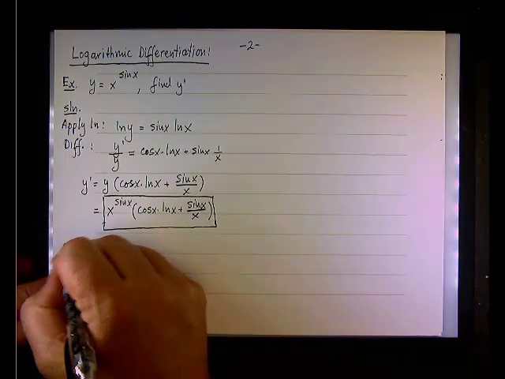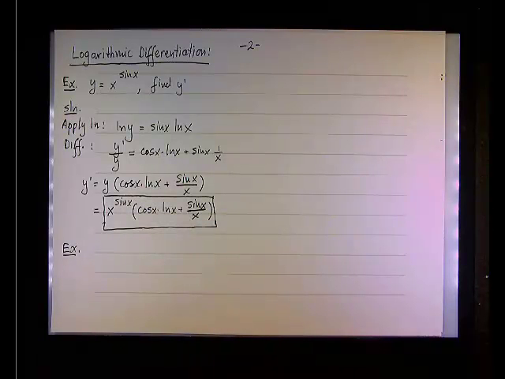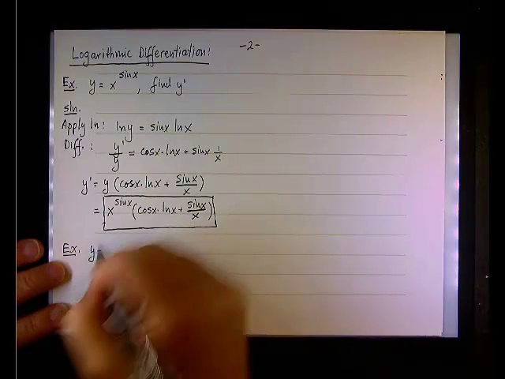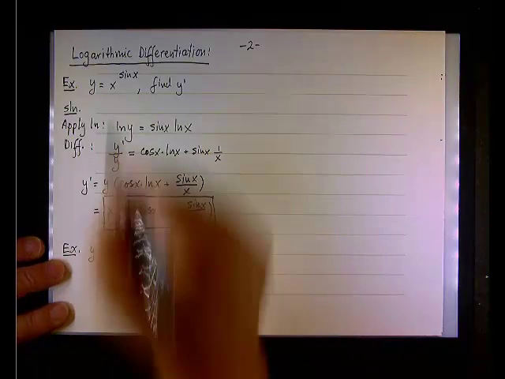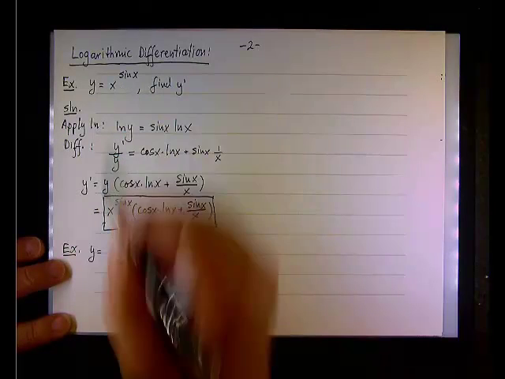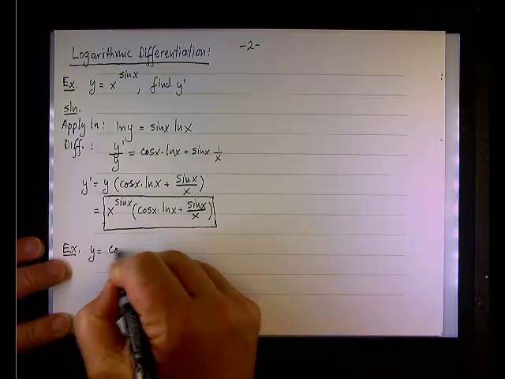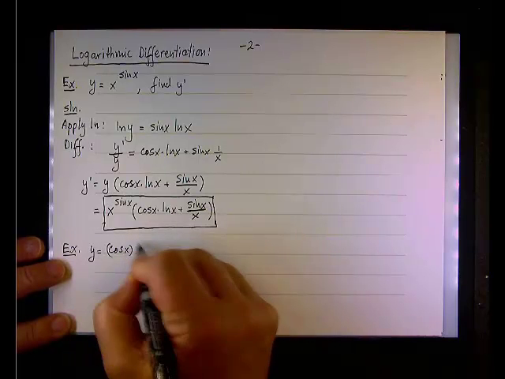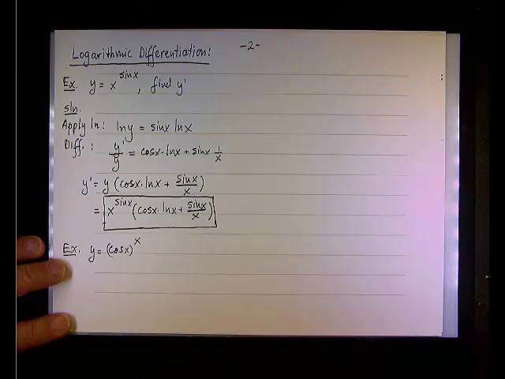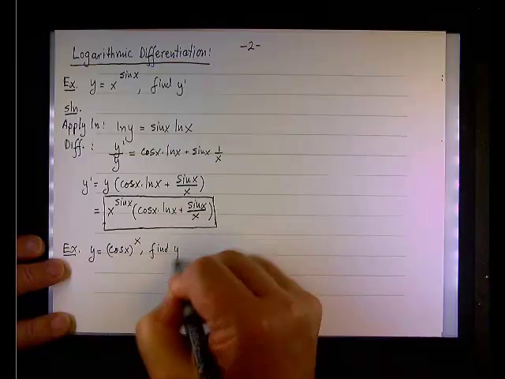Next example. Very similar to the first one, we have y, but we'll do role reversal. Here we have x raised to some trigonometric function, and now we'll do the opposite, sort of. We're going to have a trigonometric function. In this case, it would be cosine of x raised to the power of x. Okay. And as before, we need to find y prime.